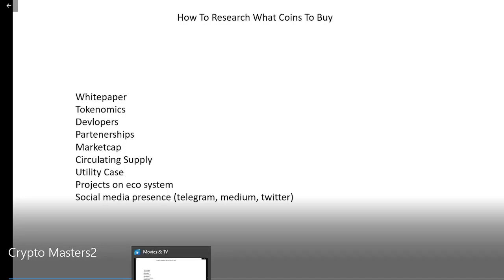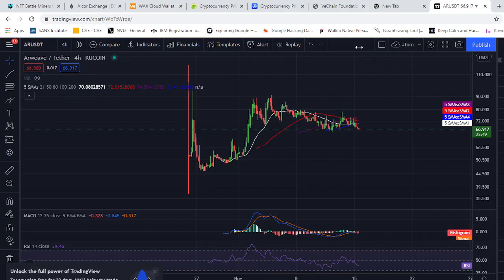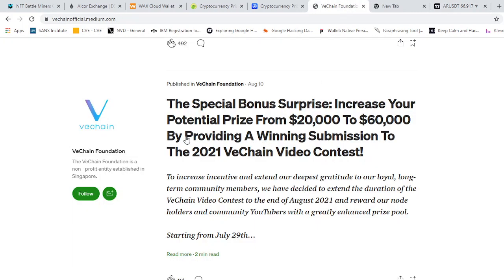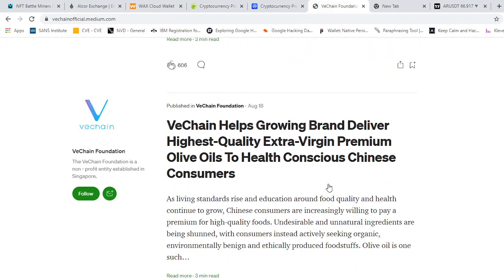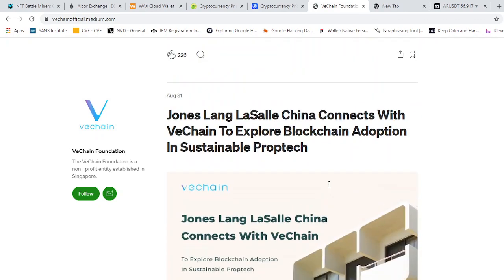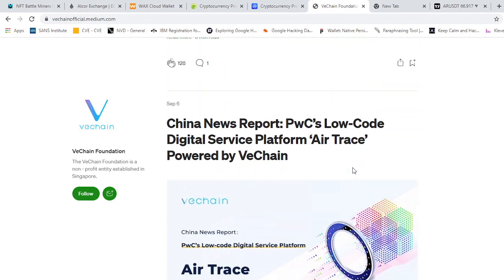And what I mean by Medium is, this is an example of Medium. This is VChain's Medium. As you can see, VChain Foundation is very active on Medium. They're putting all the information out to the people that hold their coins, and you can see exactly what's going on with their project.